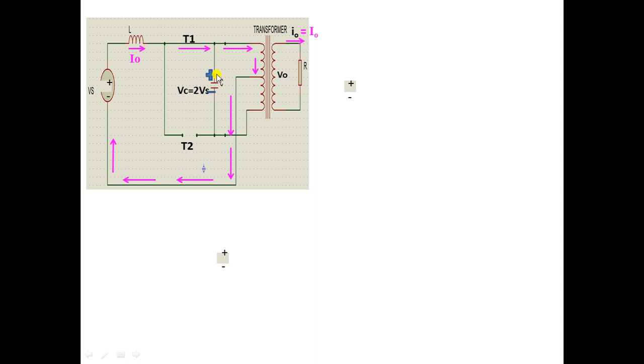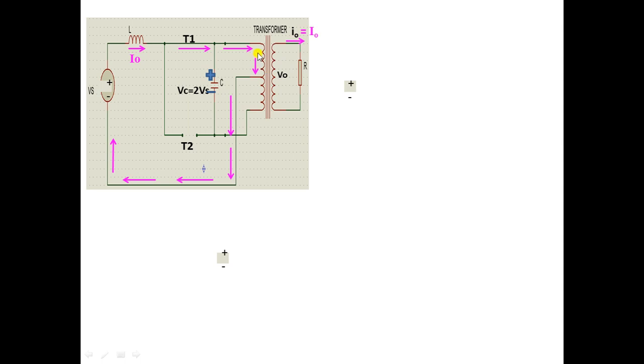Now because the capacitor gets fully charged, current through the capacitor is 0. We have to understand here that whenever the capacitor is fully charged, current through capacitor is 0. This load current is I0, it will be equal to I0, that is this current I0. Output voltage V0. Now what will be output voltage V0?